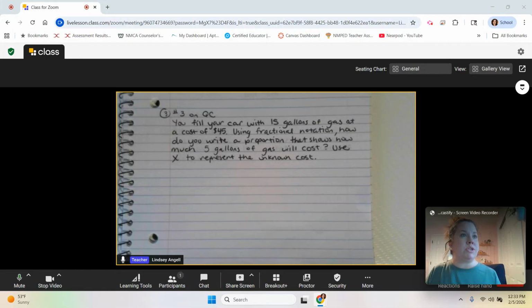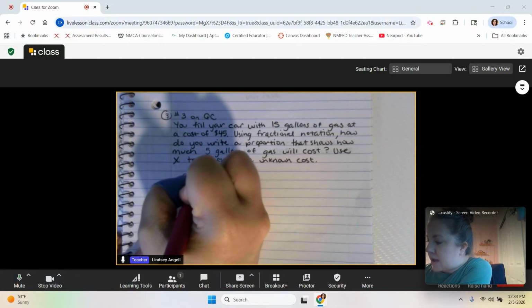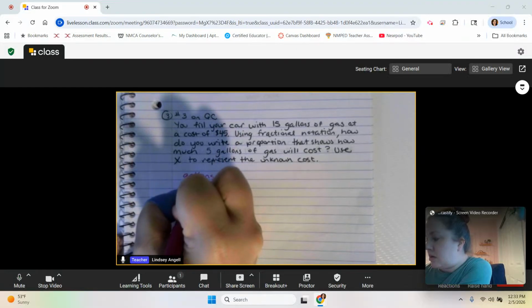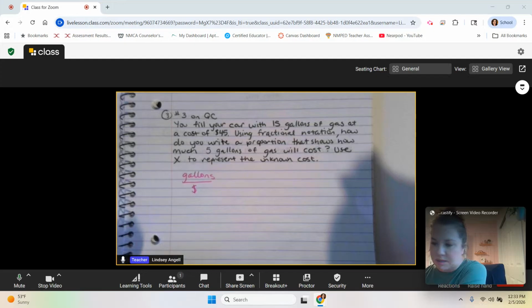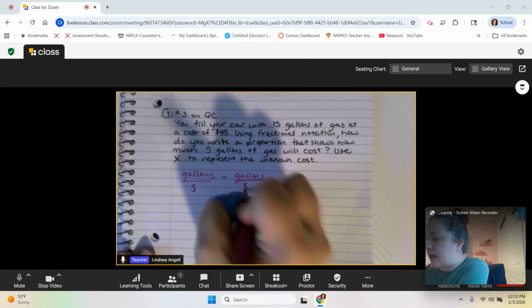Okay, number 3, which is also number 3 on your quick check. You fill your car with 15 gallons of gas at a cost of $45. Using fractional notation, how do you write a proportion that shows how much 5 gallons of gas will cost? Use X to represent the unknown cost. Okay, so with this, in this case, we've got gallons per dollar, like, how many gallons am I going to get per dollar? Which means that we need that on the other side as well, gallons per dollar.